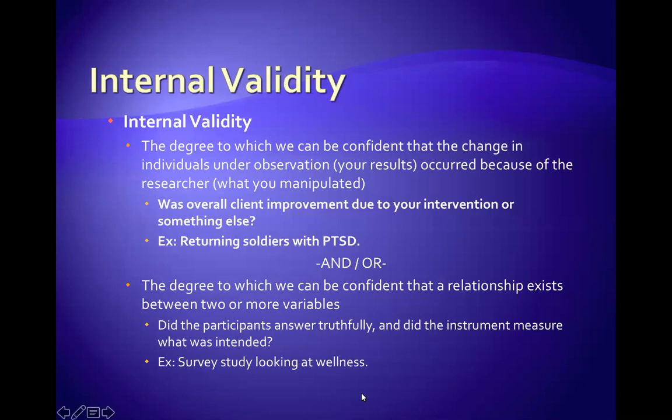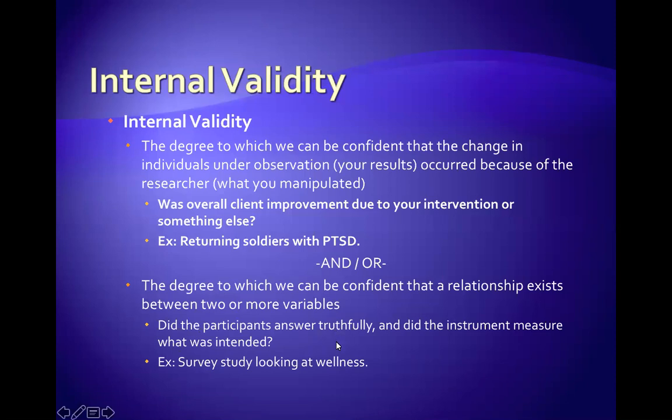A more non-experimental example of internal validity would be the degree to which we as researchers can be confident that the relationship exists between two or more variables. How do we know that, let's say in survey studies, that we're looking for relationships between, I don't know, wellness and physical exercise, that what we're seeing is really what is happening? So one question you might want to ask yourself that might affect internal validity: did the participants answer truthfully?